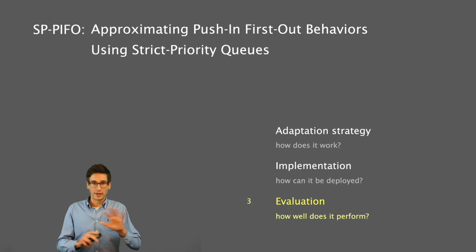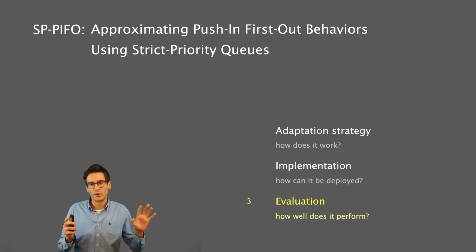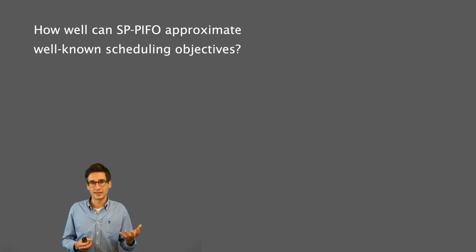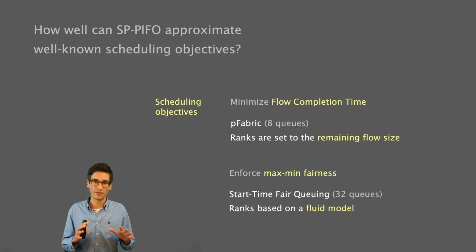All right, so that's how it works. There are way more details in the paper, and of course I'm happy to discuss the implementation offline if you want. So in terms of evaluation, I will be quick here, but the idea is that it actually works very well, as I said. We showed with our SP-PIFO implementation that we can approximate multiple scheduling algorithms very well. So we showed how to minimize flow completion time and how to achieve max-min fairness.